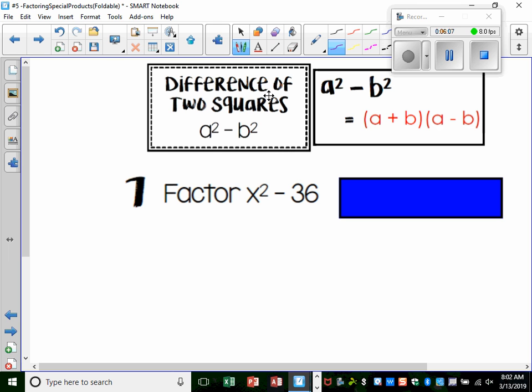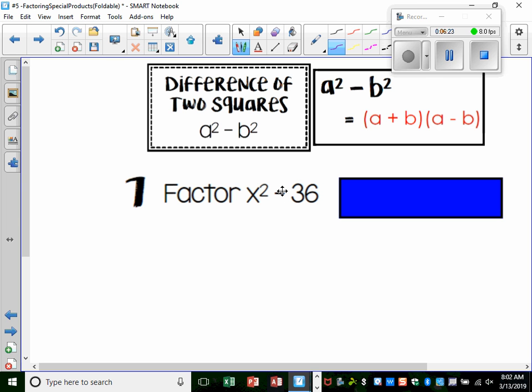And what does difference mean? What operation? Subtraction. So that means this has to be a minus sign. This does not work for plus signs. That's why the title says difference of two squares.